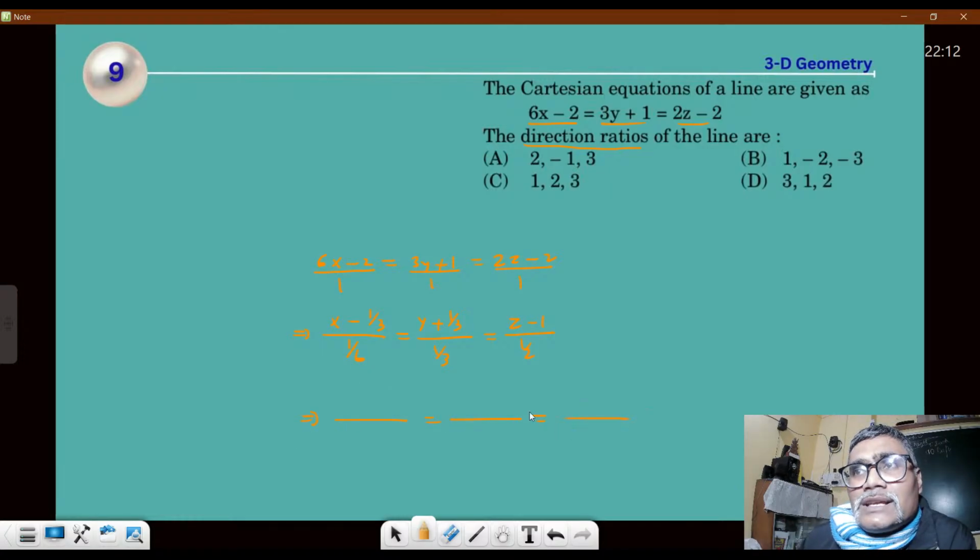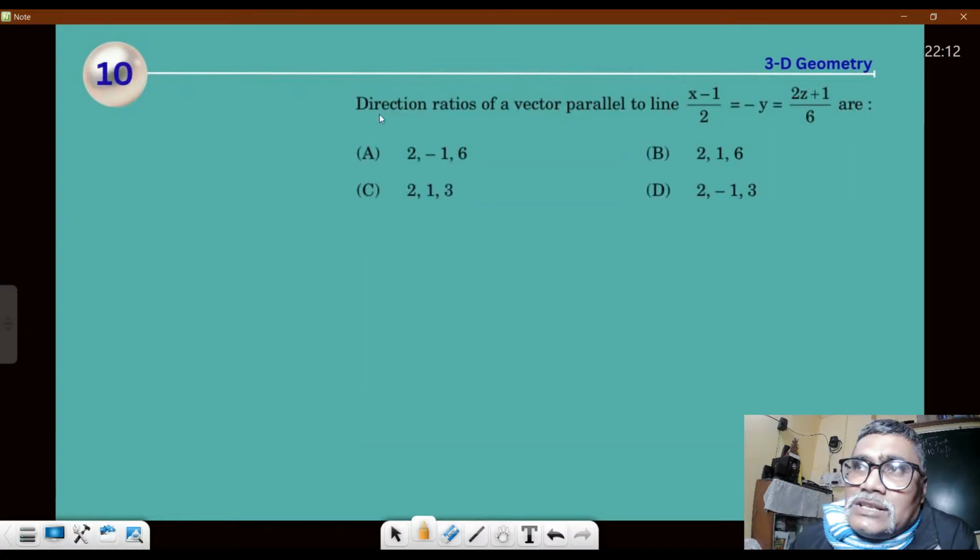I don't want to write the numerators. I'm not concerned about that. So you take the LCM of this, by 6 you multiply. So if you multiply by 6, this will be 1, this will be 2, this will be 3. So your direction ratios are this. Hence you are done. Right? So this is one set of direction ratios. Done. Direction ratios of the vector parallel to this, right?